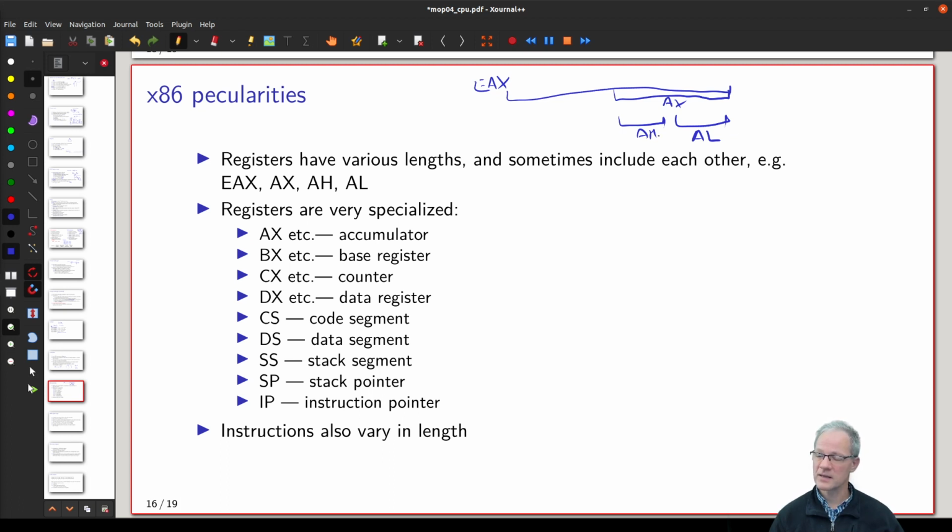And the reason for that is historic, because we started out with 2 bytes, and then we moved to 4 bytes, but we still had to be able to run the old programs that use the old registers, and then we moved to even more bytes, and we need to use the big registers, but we also need to use the small registers for the older programs and so on, right? So that's one difference. The other difference is that the registers are very specialized. For example, AX is the accumulator. So that's usually where the result of an operation is stored.